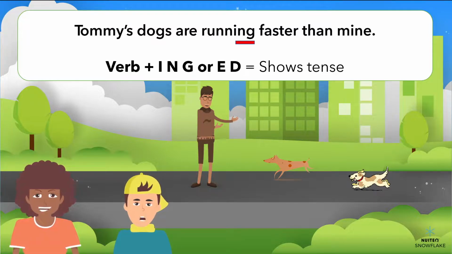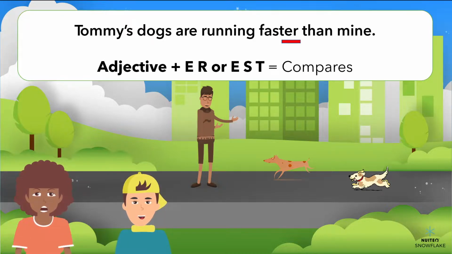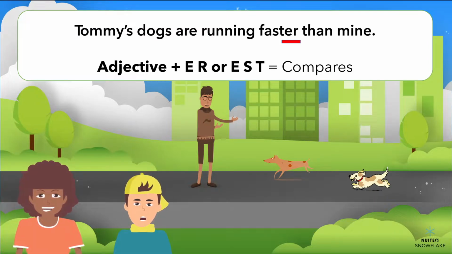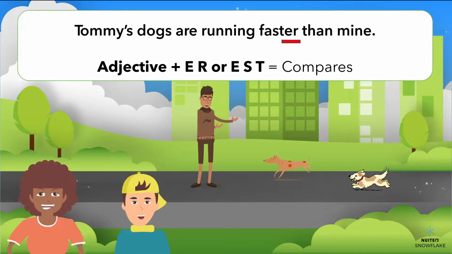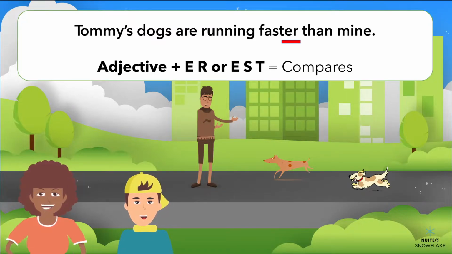Got it? Last but not least, there are inflectional endings that we add to the end of an adjective to compare two other things. So in your sentence, Tommy's dogs are running faster than mine. The base word fast and the letters e, r, at the end, tell us that something is more than something else. Stronger, weaker, lighter, darker. Yes. Or strongest, weakest, lightest, darkest. By adding e, s, t, to the base word, we show that something is the most of all.